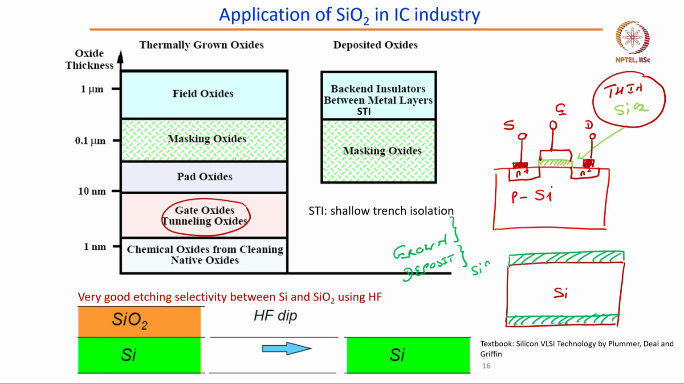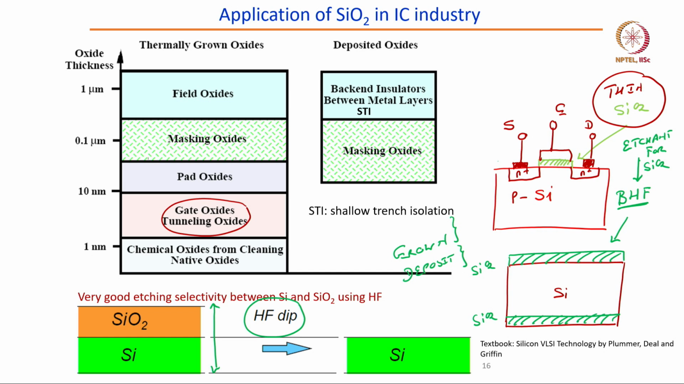Here we have silicon dioxide, and if I want to etch it, I want to remove silicon dioxide, I can dip this wafer in buffered hydrofluoric acid, BHF. So, in general HF is the etchant for silicon dioxide. You can see here that SiO2 will be etched if I dip the wafer in a hydrofluoric acid dip.